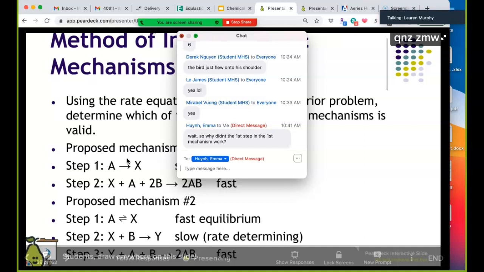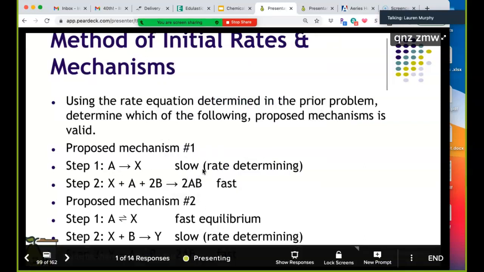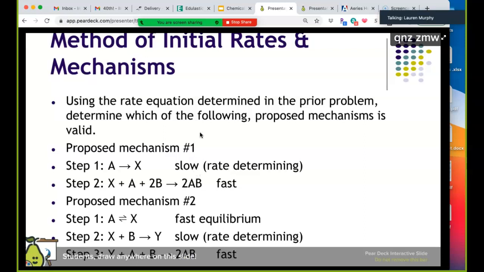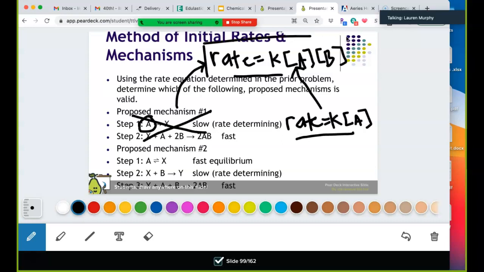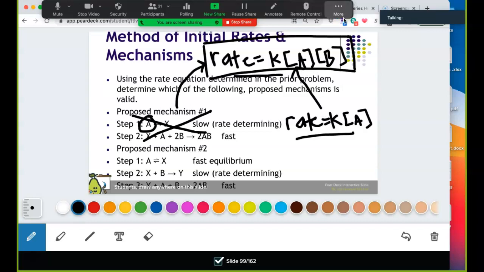So the first mechanism didn't work because, remember, you write a rate law based on the slow step. That means the rate equals k times the concentration of A, because this is my slow step and this is my reactant. And that's not what we said our rate law is. From the last problem, this is the experimentally determined rate law, and based on mechanism A, this is what the rate law would be. That doesn't match. B is missing from here. So this is not a possible mechanism based on what we know our rate law to be. It has to match. Does that make sense?